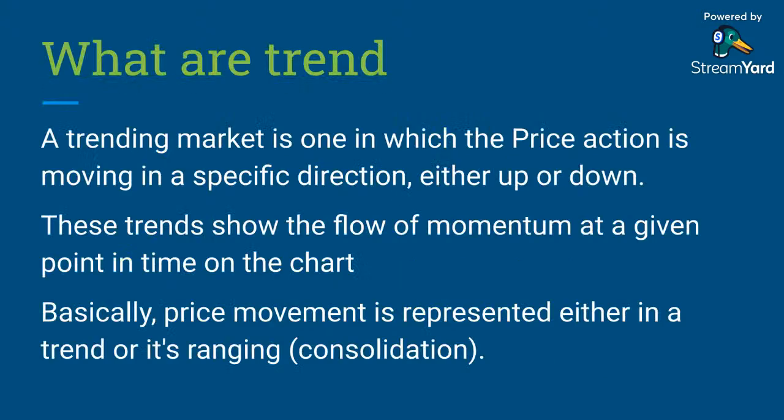All right. So now, what are trends? A trending market is one in which price action is moving in a specific direction, either up or down. Remember, I told you that the two major movements in the crypto market are that price is either going up or going down. So whenever the market is going up, it is described as a trend. Likewise, if the market is going down, it's also described as a trend.